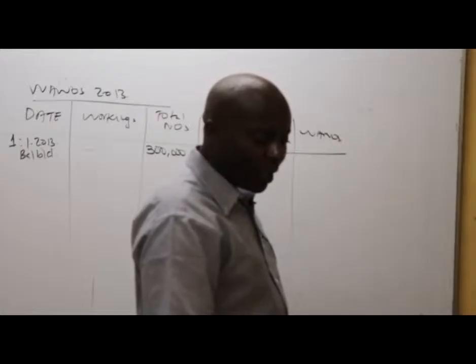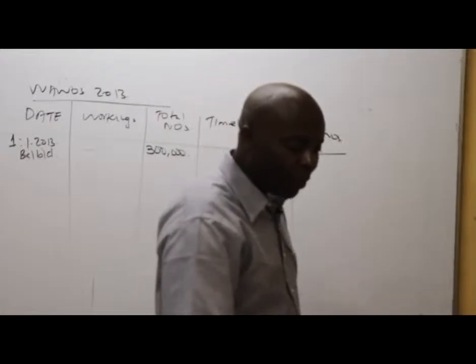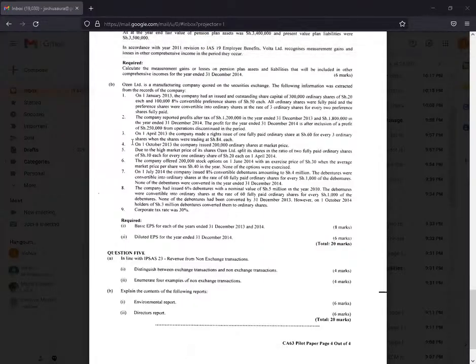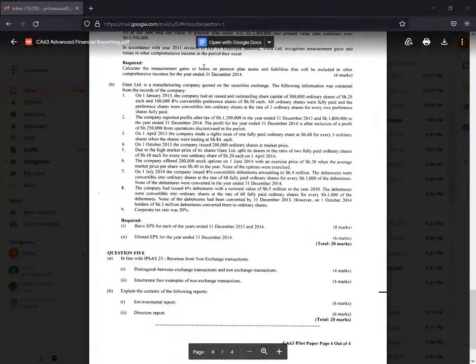So you are told, ladies and gentlemen, here note number 2 is about profitability. Note number 3, on 1st April 2013, the company made a rights issue. It's 2013. The company made a rights issue of 1 fully paid ordinary share at 60 for every 3 ordinary shares. So first, let us do this one first.